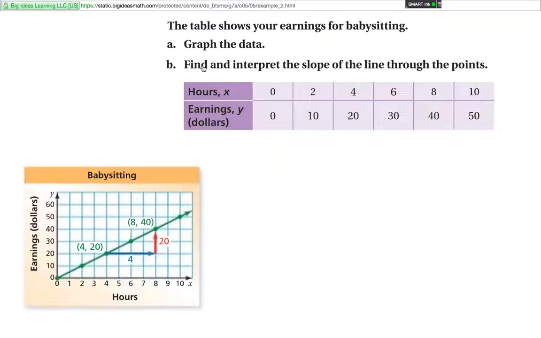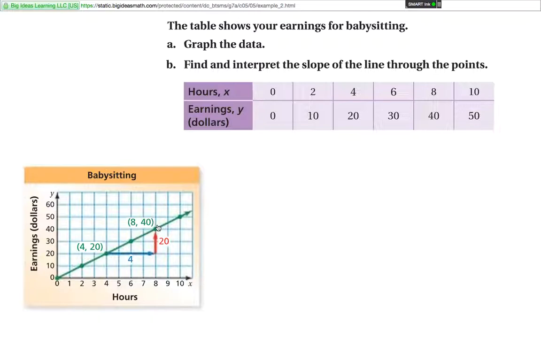Now it says B, find and interpret the slope of the line through the points. Well, if you look at the points here, if you work no hours, you're going to make no money. If you work 2 hours, you're going to make $10. If you work 4 hours, you're going to make 20, and so on. As you increase your hours, you're going up a certain amount. Finding the slope is kind of like finding the unit rate.